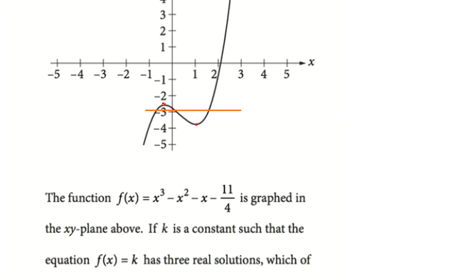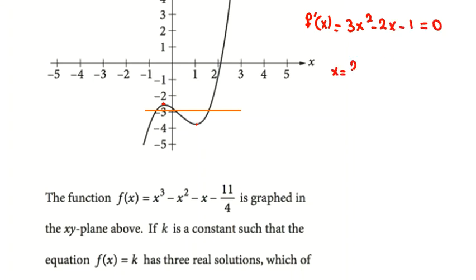The property is that if you draw a tangent line on these 2 points, it will be horizontal. So f prime of x will be 0. If we calculate f prime of x, it will be 3x squared minus 2x minus 1. It is equal to 0.